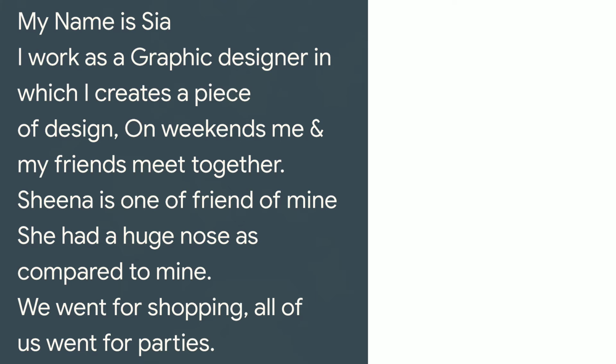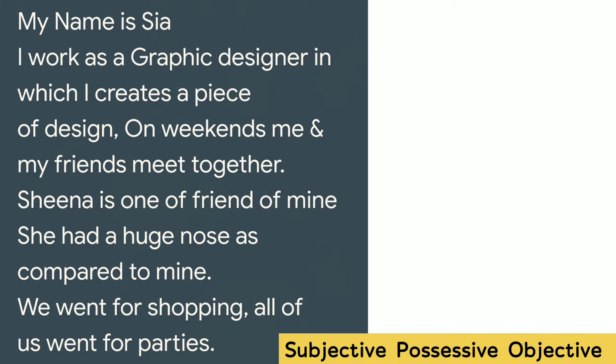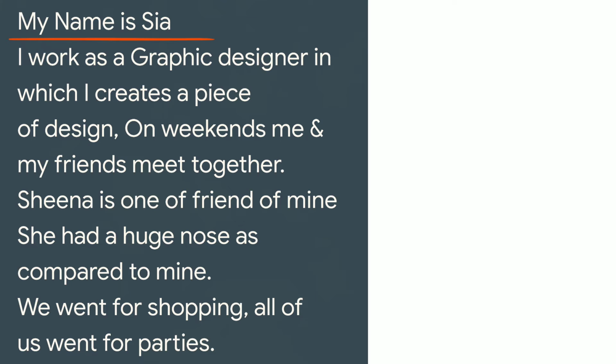Here I think I need to tell you something about pronouns. A pronoun is used for three purposes: first, the subjective, possessive, and objective. The first sentence which I said is: my name is Sia. So my is used for the possessive purpose, just for denoting the person, which is me.